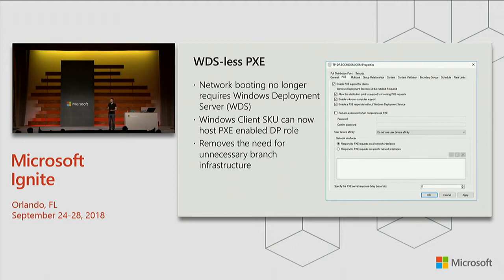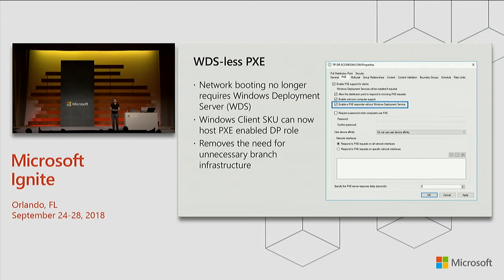One nice little advantage of this is that you're no longer dependent on the server SKU of Windows. We know there are plenty of customers with branch offices where they are unable to place server infrastructure for security, cost, or simply space reasons quite often. And they often leverage Windows client SKUs as quasi-distribution points in those locations. We've always supported those client SKUs as distribution points, but starting in 1806, we have WDS-less PXE available on those client SKUs. So it removes the need for unnecessary branch infrastructure.